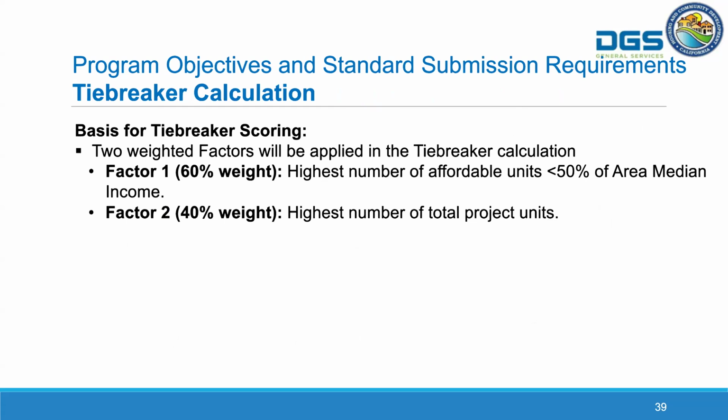Okay, tiebreaker. The tiebreaker for projects will come down to 2 factors: highest number of affordable units below 50% of area median income, or very low income units, and highest number of total project units. Next slide, please.